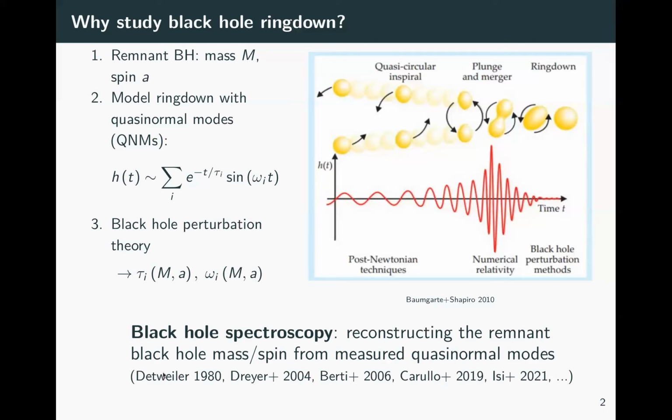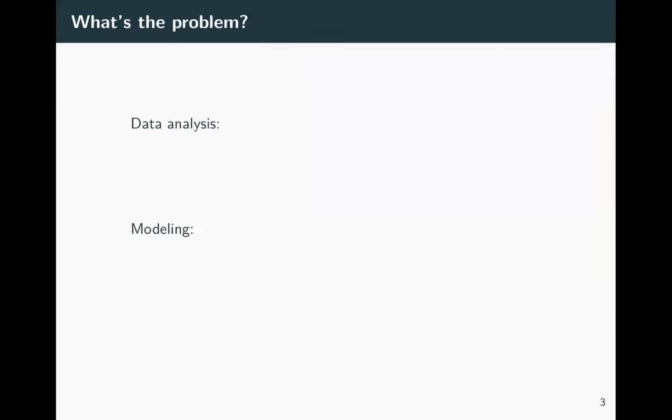And this was proposed in various guises long ago. And finally, with data, people are actually beginning to do this with real gravitational wave data. So what's the problem with this picture, or what's the controversy? There are two different ways of thinking of what the problems could be. One is through data analysis and one through modeling. So let's run through data analysis first.